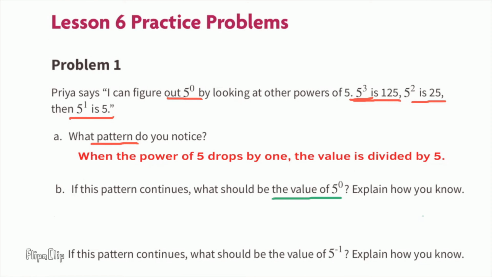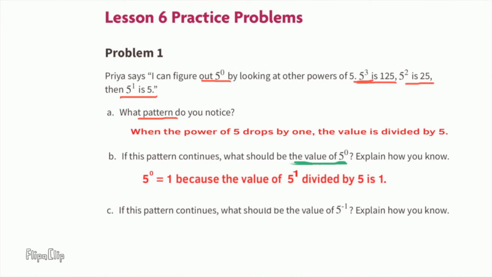B. If this pattern continues, what should be the value of 5 to the power of 0? Explain how you know. Let's review the pattern. 125 divided by 5 is 25. 25 divided by 5 is 5. And 5 divided by 5 is 1. So 5 to the power of 0 would be 1.